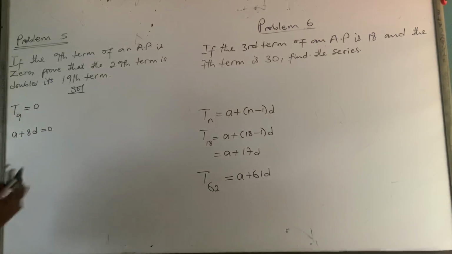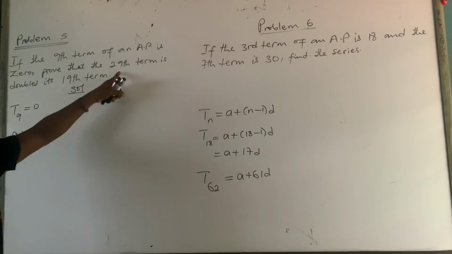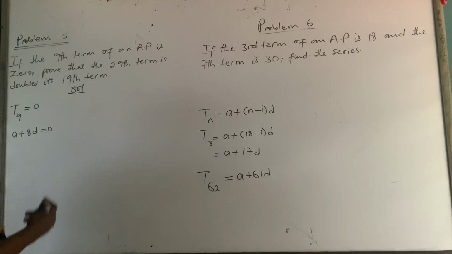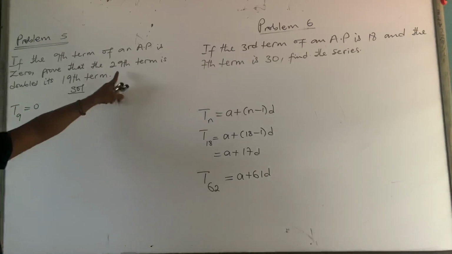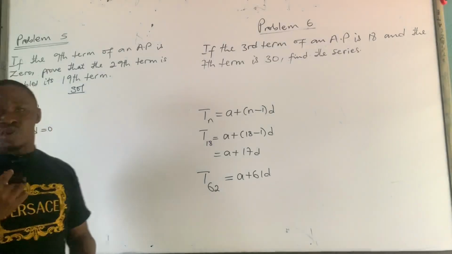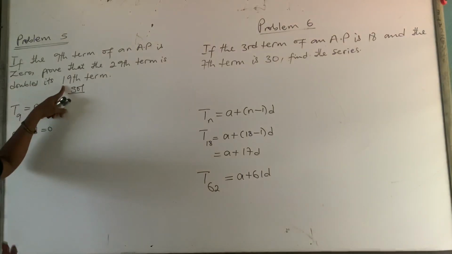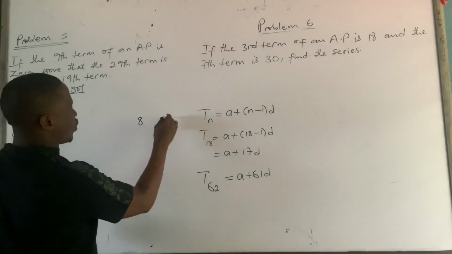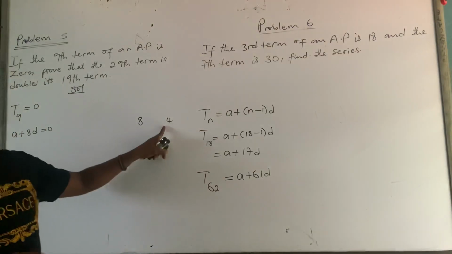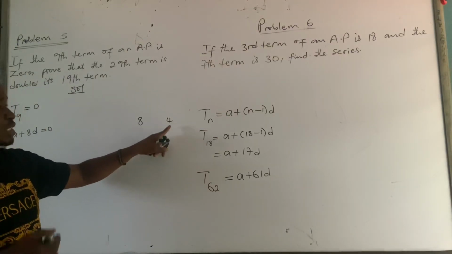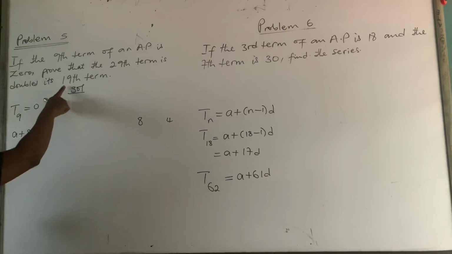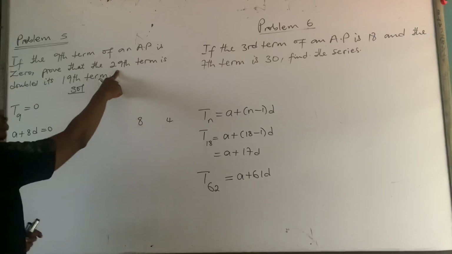So which of the two is greater in value? The 29th or the 19th? The 29th term is double its 19th. So the 29th term is greater because it doubles the 19th term. Just like when we say 8 and 4, we can say 8 doubles 4 because 2 times 4 will give you 8. So we want to show that 2 times the 19th term will give us the 29th term.